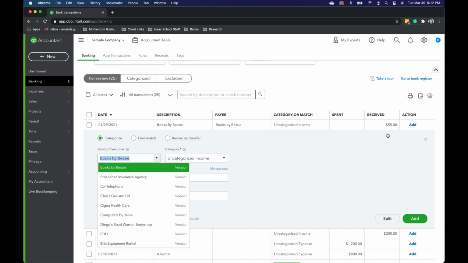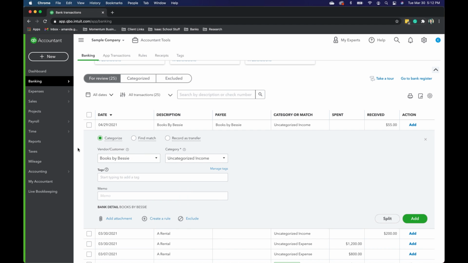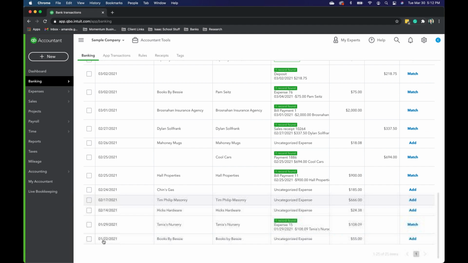So why are we getting money from this person? So my hunch is that we had purchased something from Books by Bessie in the past, and they are refunding us because we've given something back, or they've credited us or given us a refund. And sure enough, down here at the bottom on January 22nd, which you guys would have already posted long ago. Today, the date of this video, it is March 30th, 2021. So in your books, you would have already entered this.